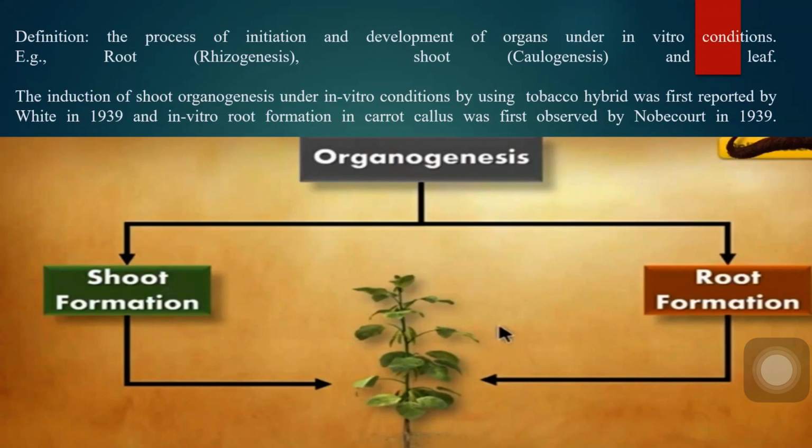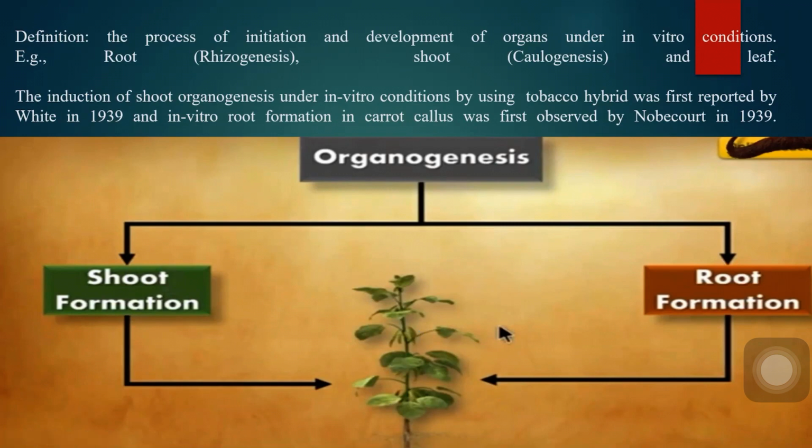We can form roots, we can form shoots, we can form leaves from a simple explant. As you can see here, organogenesis is the process where we are able to form shoots, or we are able to form roots, then from root, then to shoot, then again to the whole plant. Or the shoot formation takes place first, then the root formation, then again the whole plant.